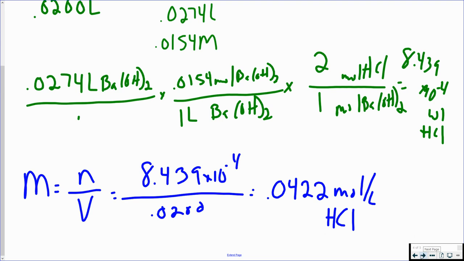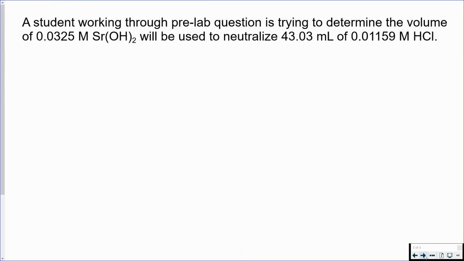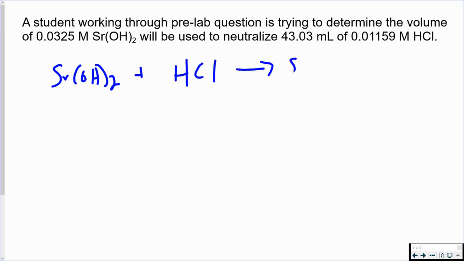All right, I'm going to have you guys do the third one completely on your own. I will bounce the chemical equation for you, and then you guys can work through it. So we have strontium hydroxide plus HCl goes to strontium chloride plus water. All right. 3, 2, 1.